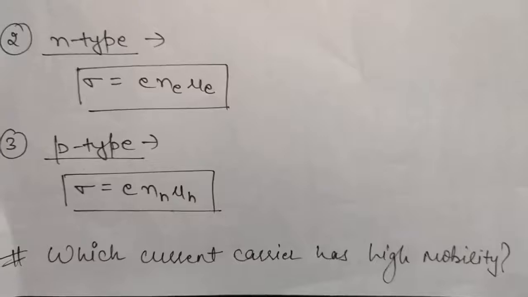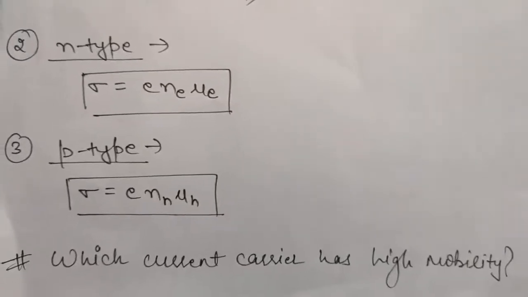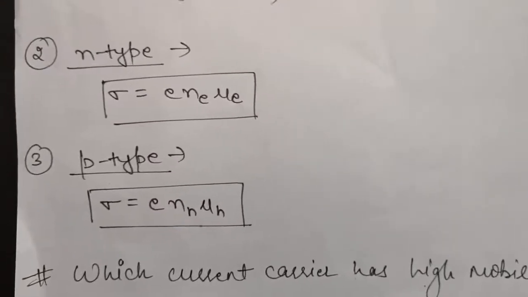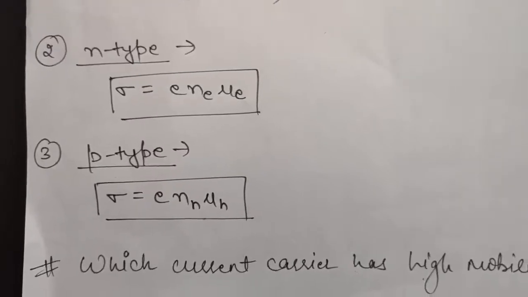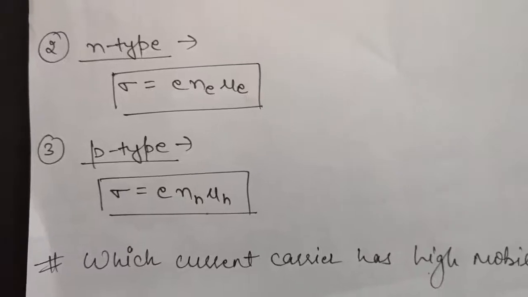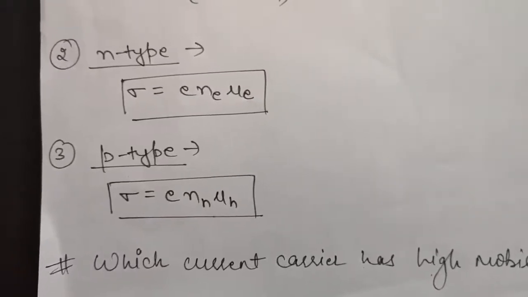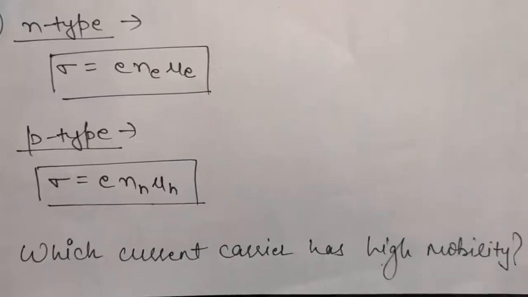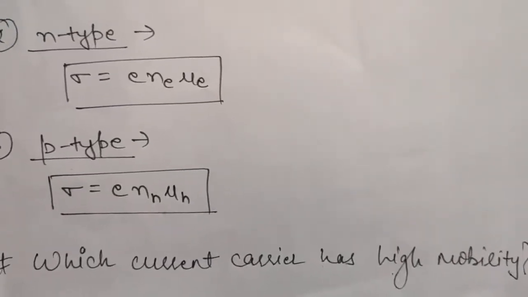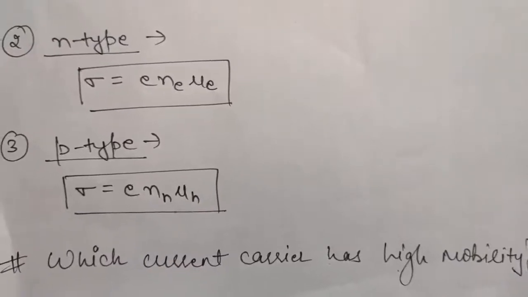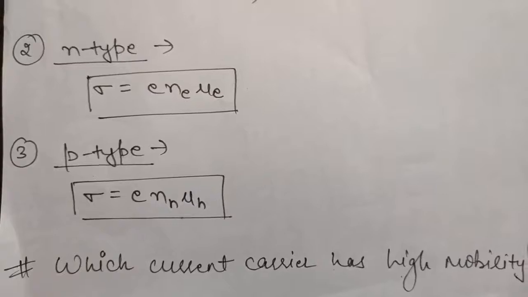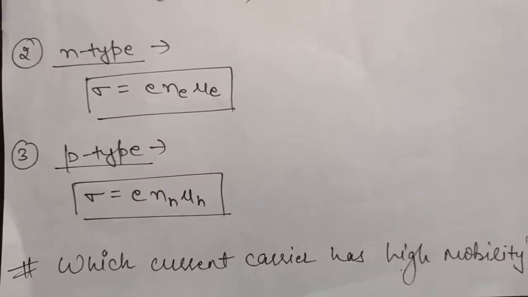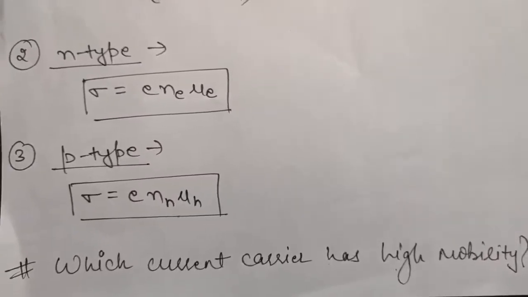Okay, so now there is one question: which current carrier out of electron and hole has high mobility? The answer is, as I already told you, the main current carriers which are moving are electrons. Holes can move from one place to another only due to the movement of electrons, because as soon as an electron goes from one place to another, a hole will be created. And mobility is nothing but the ability to move. So always remember this, electrons have higher mobility as compared to holes, because electrons are the actual current carriers which are moving.